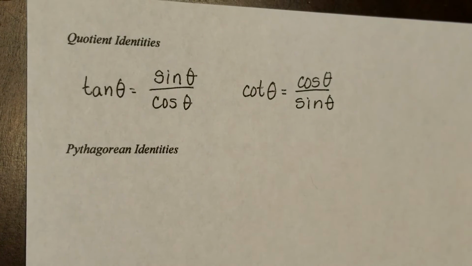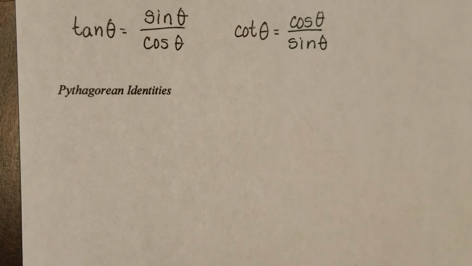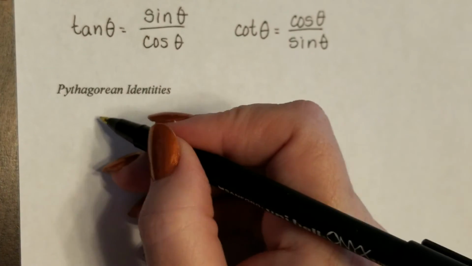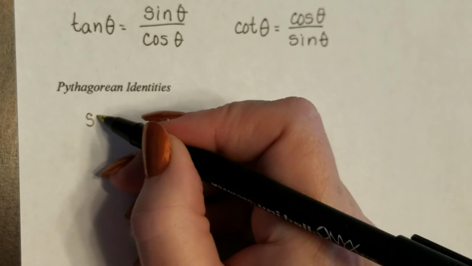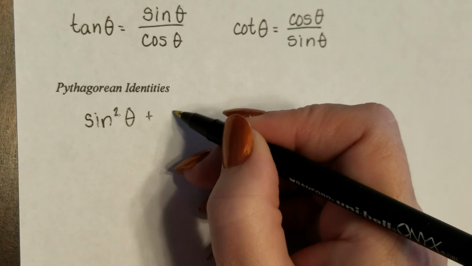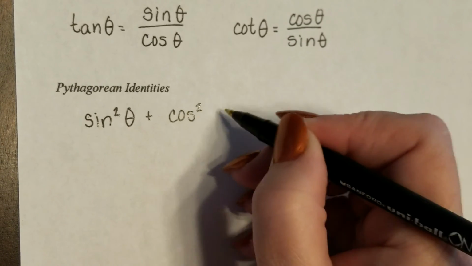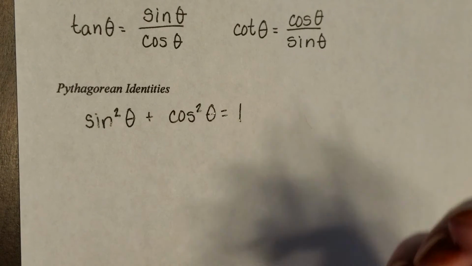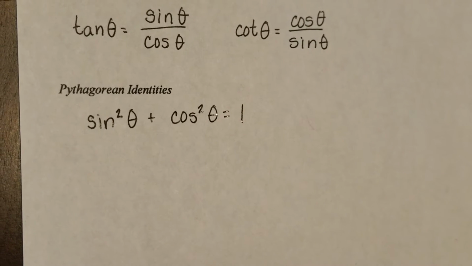Now here's some new ones though. We have not done Pythagorean identities in the past. So this is new to you, and we're going to use this one a lot. Sine squared theta plus cosine squared theta is equal to 1. Now there's a couple variations to that.